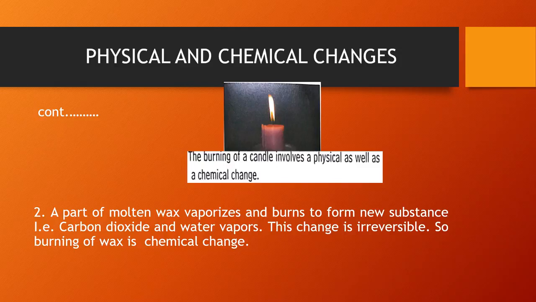This slide is in continuation of the previous slide. In this slide, I have shown you the chemical change. You can see the candle is burning. A part of the molten wax will be vaporized and burns to form new substances. Now, what are the new substances which will be formed during the burning of the candle? They are carbon dioxide and water vapors.